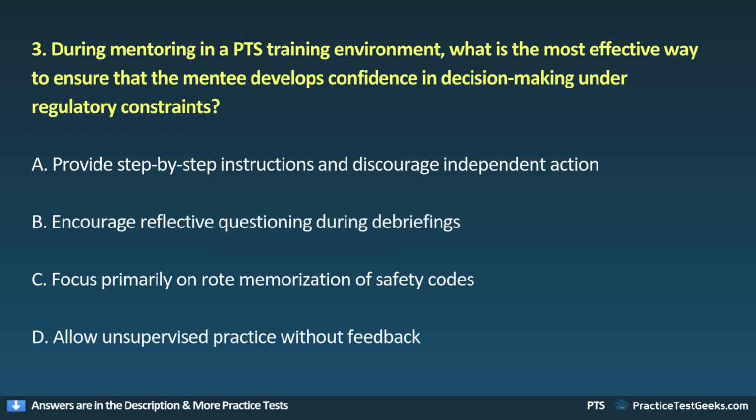3. During mentoring in a PTS training environment, what is the most effective way to ensure that the mentee develops confidence in decision-making under regulatory constraints? A. Provide step-by-step instructions and discourage independent action. B. Encourage reflective questioning during debriefings. C. Focus primarily on rote memorization of safety codes. D. Allow unsupervised practice without feedback.